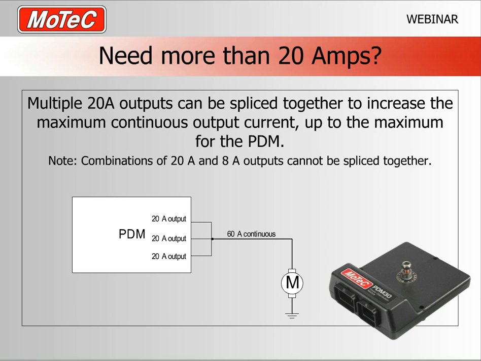Now, the other thing we have is that these devices, the high current outputs, are capable of 20 amps each, but there are some situations where we need more than 20 amps. And it's as simple as wiring all of these outputs together. So we can combine them in 20 amp chunks. The other outputs, there are two output types on these devices. We can't combine the 8 amp types with the 20 amp types, but we could combine a number of 8 amp types together to get, for example, 24 amps.